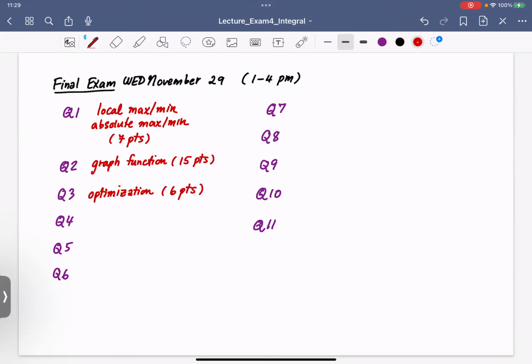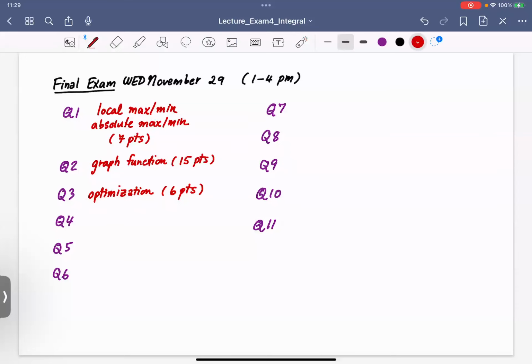So you set up the objective function first, and then you set it to be f(x), and then you differentiate and set it equal to 0. That's it. And then you solve for the critical point, and that's gonna be the answer for the optimization. The hard one is you have to set up the objective function.